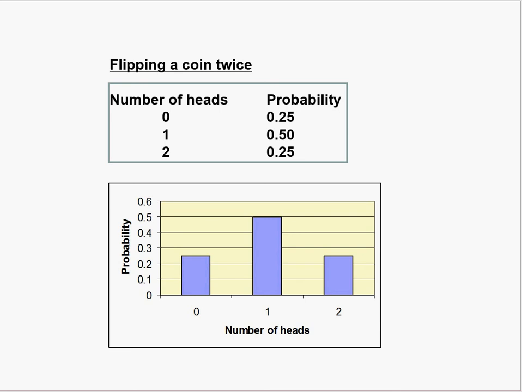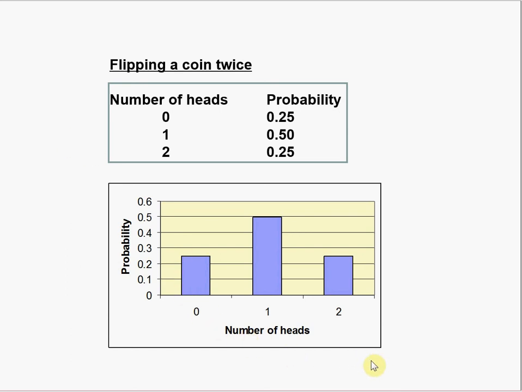We can also use this graph to show the probability distribution for a discrete variable. Now flip a coin twice, the number of heads is obviously a discrete variable. This variable can only take outcomes such as 0, 1, and 2. You don't have 0.7, 1.5. You don't have those kinds of numbers. So this is a discrete variable. So we obtain the probability distribution for a discrete variable, and this is called a discrete probability distribution.